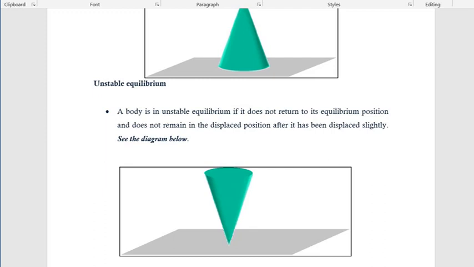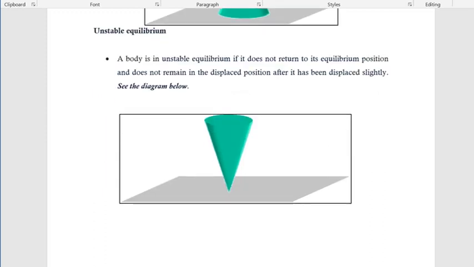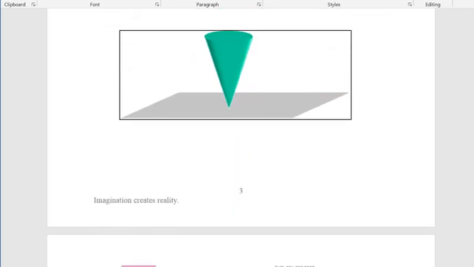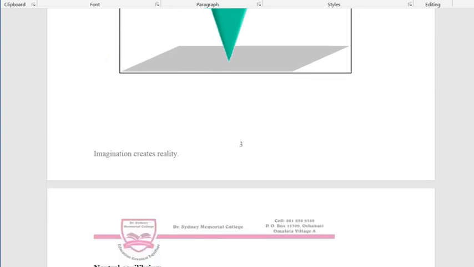And it's going to be difficult for you to then naturally go back into that position. Worse off with Mr. Korn over there. There is no way that Korn is going to go back into that position. So if it's displaced slightly, it's going to fall over and it can't go back to its natural position, which is effectively an unnatural position anyway.